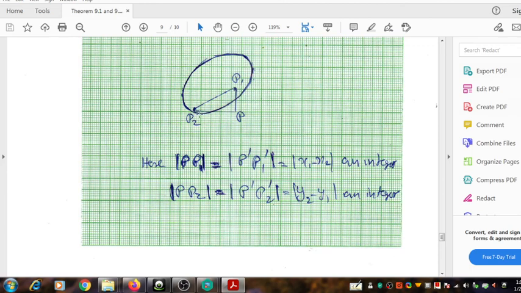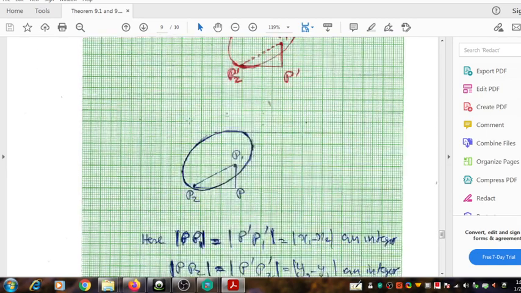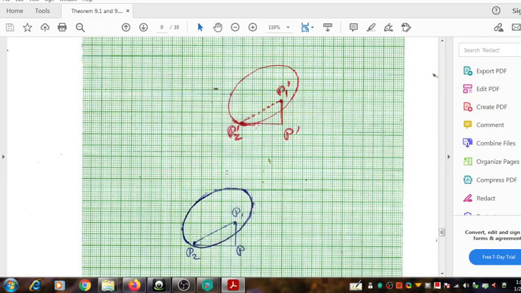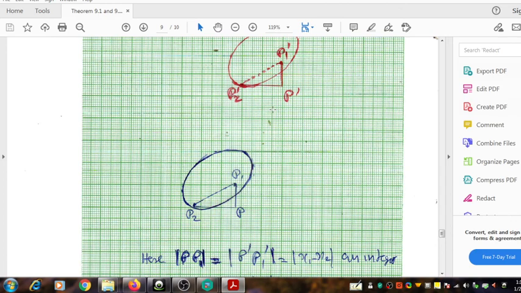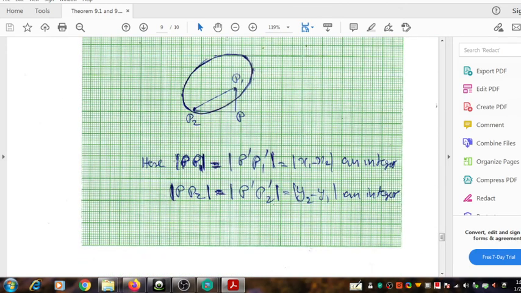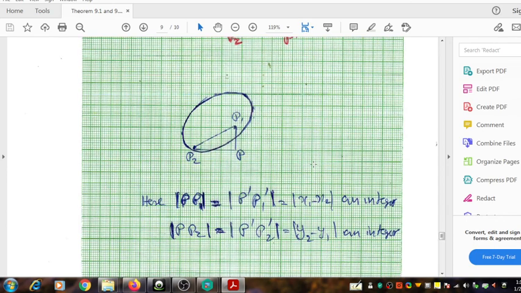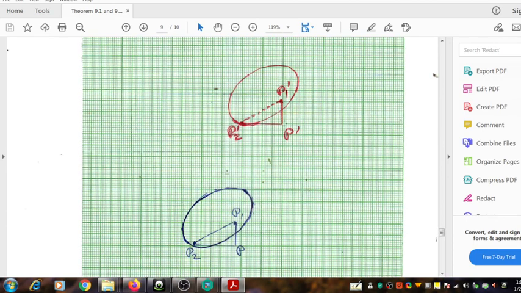Now you can write this expression, assuming that the coordinates of P1 are x1 y1 and the coordinates of P2 are x2 y2, and then comparing the distances as I have just described, you get that the modulus of P1 P2 equals the modulus of P1 prime P2 prime, which equals the modulus of x1 minus x2. But clearly it is an integer, because you get that this distance is an integer here.